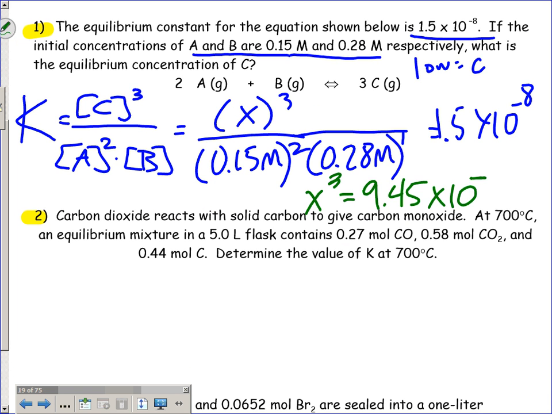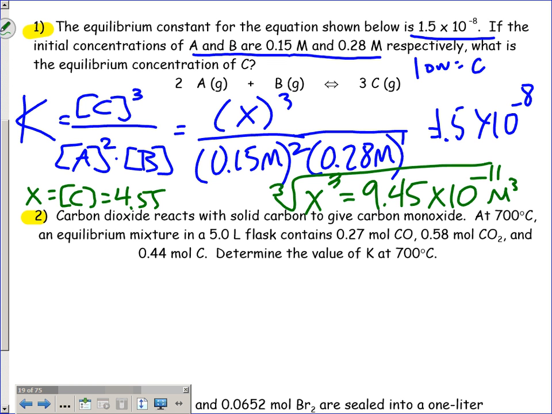10 to the negative 11. And that's molarity cubed, just FYI, because there are 3 molarity times molarity times molarity, right? Then you cube root it. So X, which is the concentration of C, is equal to 4.556, around 455 times 10 to the negative 4th molar.